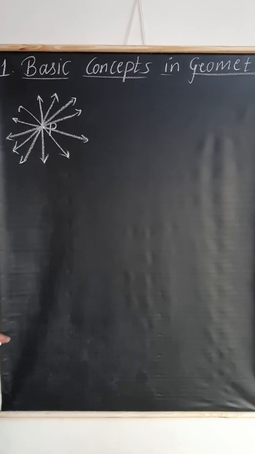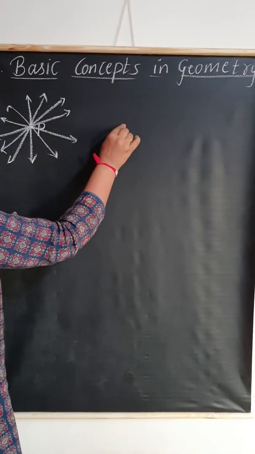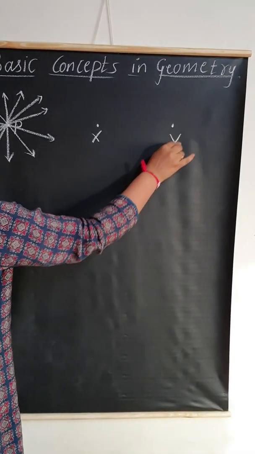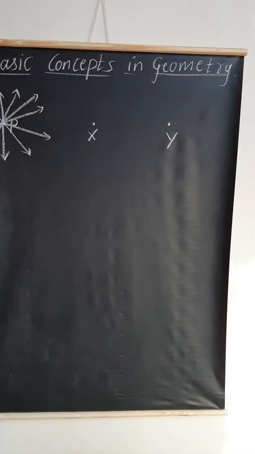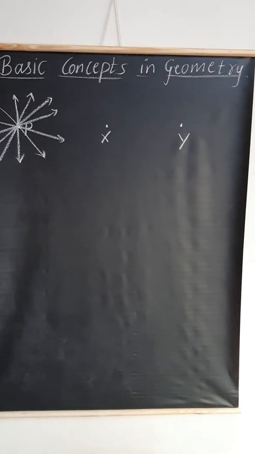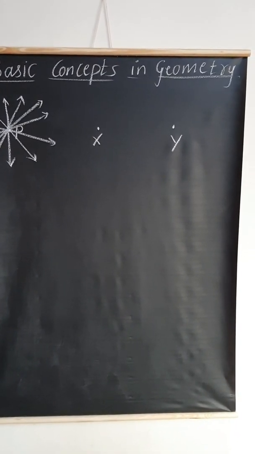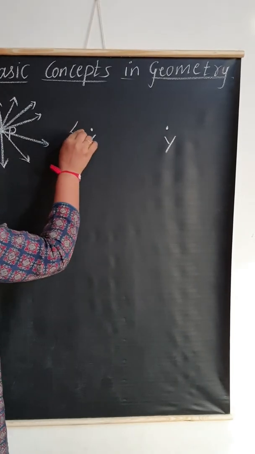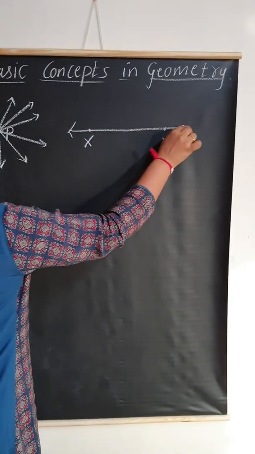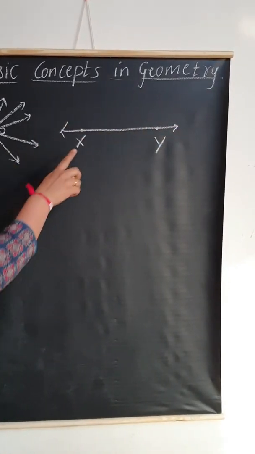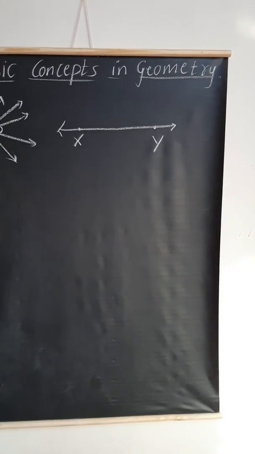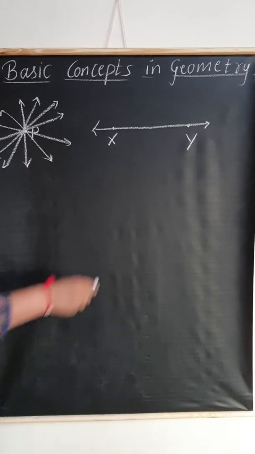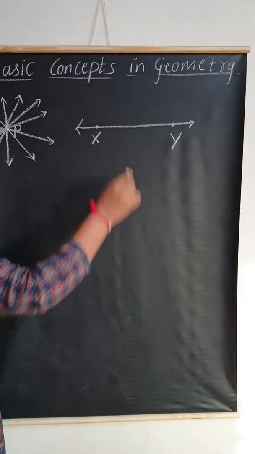Now suppose you are given two distinct points, point X and point Y. How many lines can I draw that pass through both the points now? I should draw the lines passing through both these points. How many lines can I draw here? Let us see. I can draw only a single line passing through both the points X and Y. That means one and only one line can be drawn passing through two distinct points.